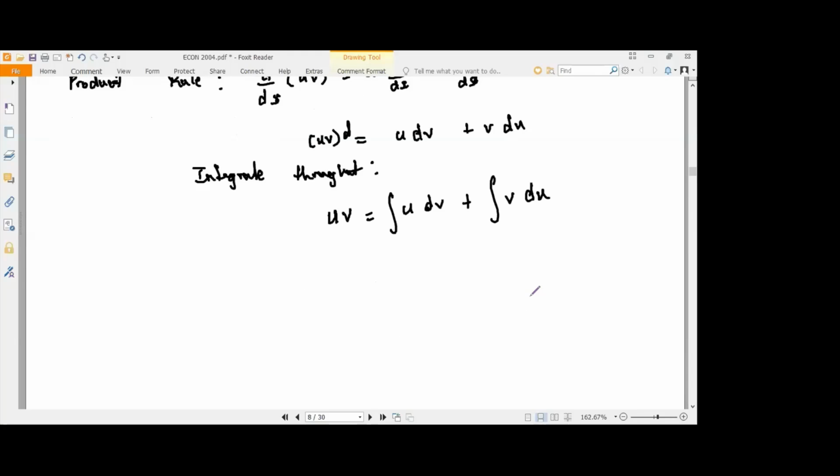So this is what we have currently, but how can I actually get integration by parts from this? So what you're going to do, I'm going to transpose to this portion here. I'm going to carry this over to the next side.